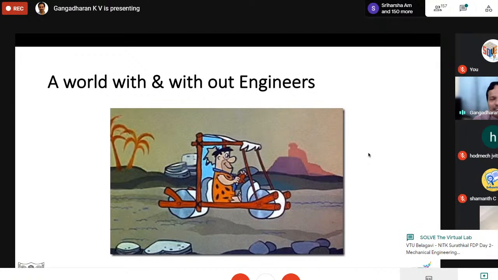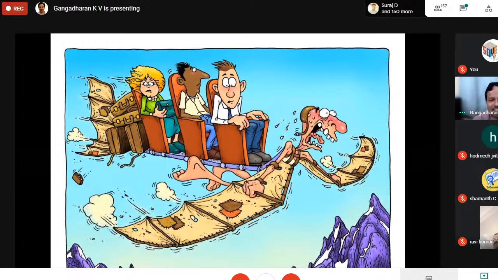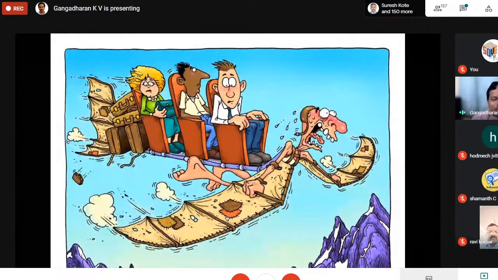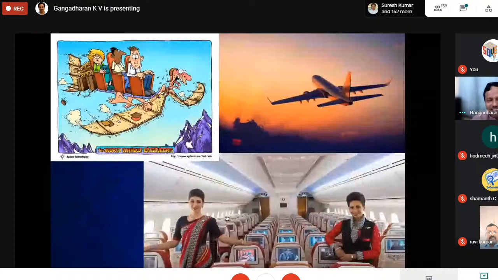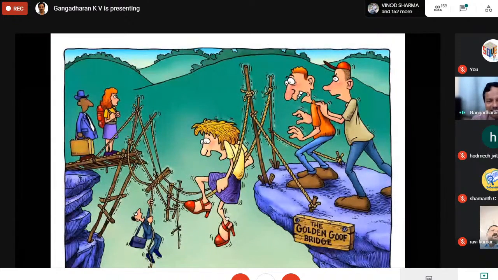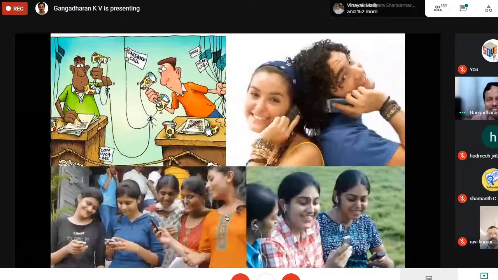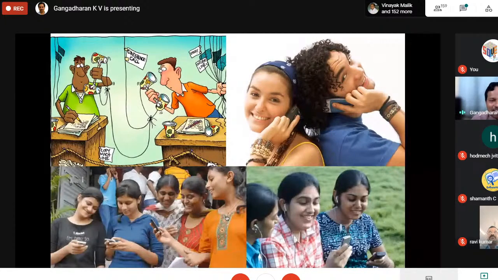Let us just look at a world with and without engineers. These are a few pictures. You can just look at them and see whether you are able to make something out of it. We want this kind of a place, not the one which I have shown you first. Similarly, I'm sure that you don't want a civil engineer building things like this. We would like to have it like this. When it comes to communication, do you think this is what we are looking for? Or we need communication as beautiful as this?